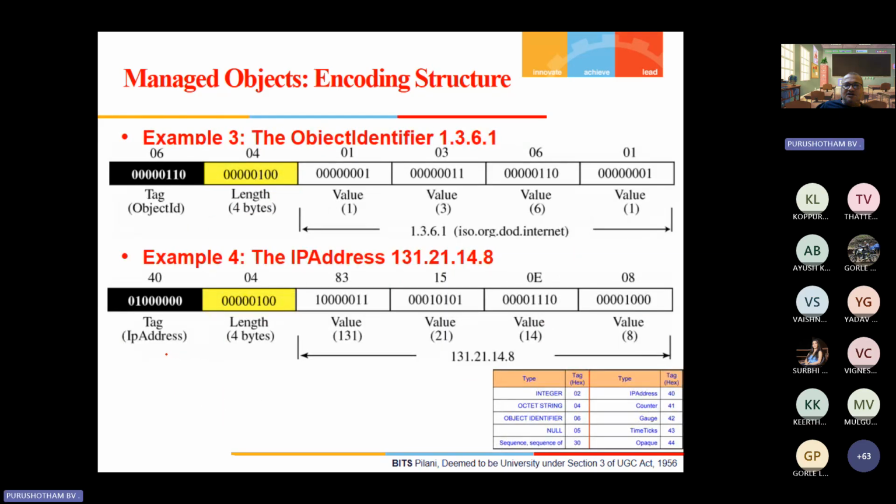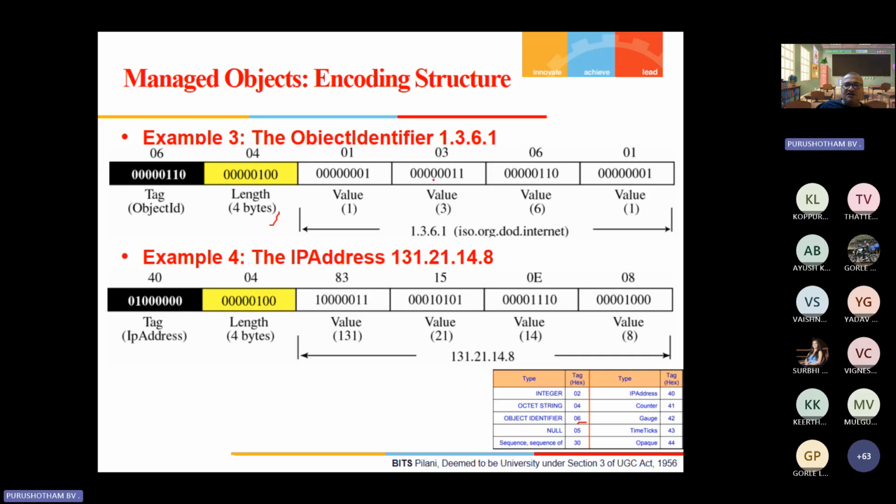Suppose you wanted to put an object identifier, that is 1.3.6.1. Then the tag for object identifier will be 06. So we have taken it as 06. What is the length of this? 1, 2, 3, 4, 4 bytes. So I have taken the length as 4. What is the value? 1, 3, 6, 1. That is the third example.